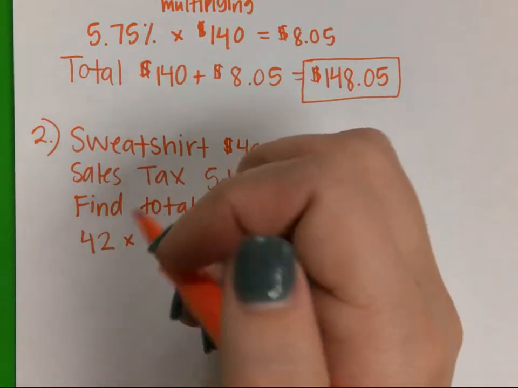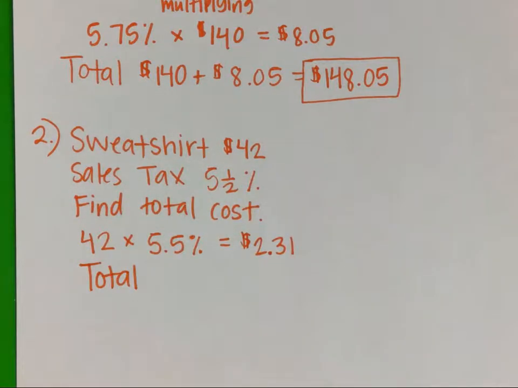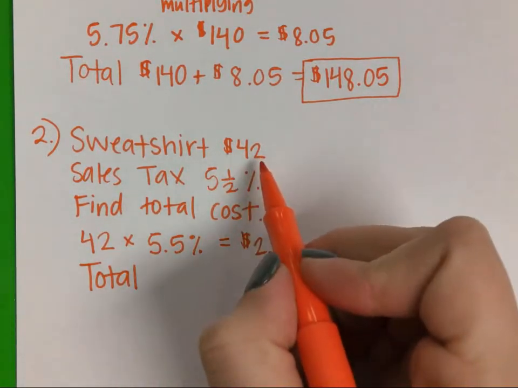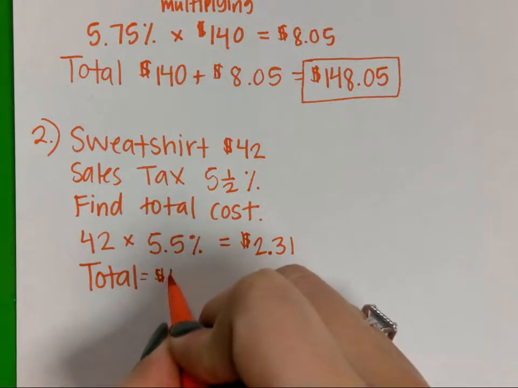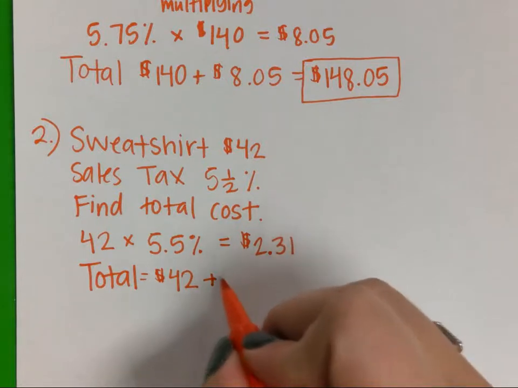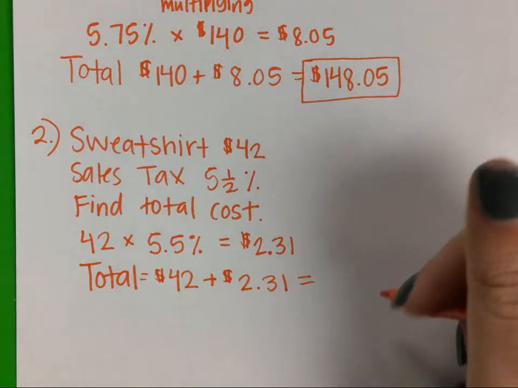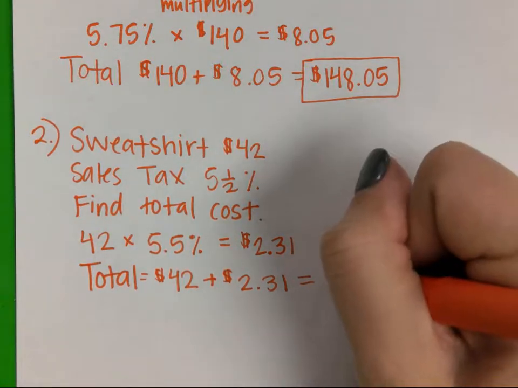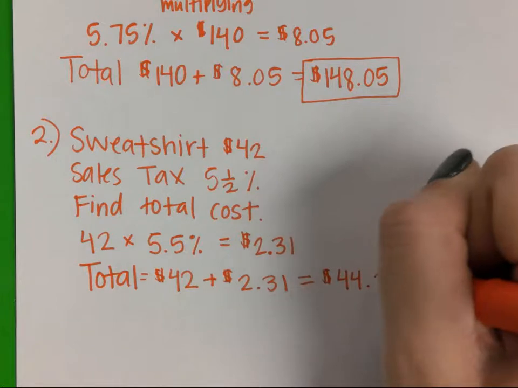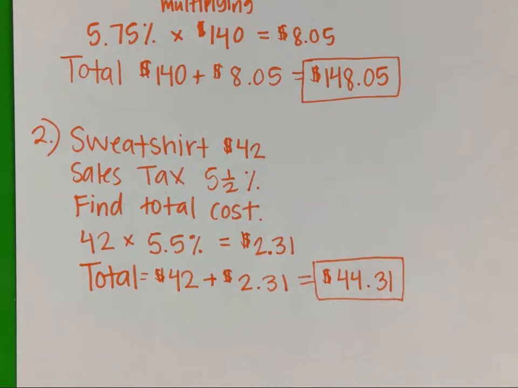I've got to find out how much I'm paying in total. So I'm going to add my original cost, which is $42, plus the sales tax, which I just found, which is $2.31. So what is it? Good. $44.31. That's how much I'm paying to the store for that sweatshirt. Okay. Any questions on that example?